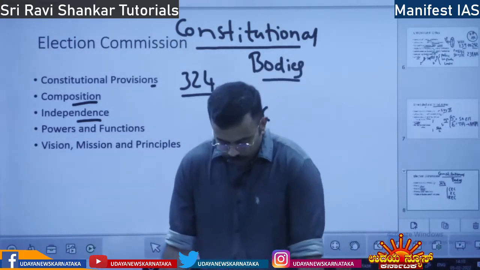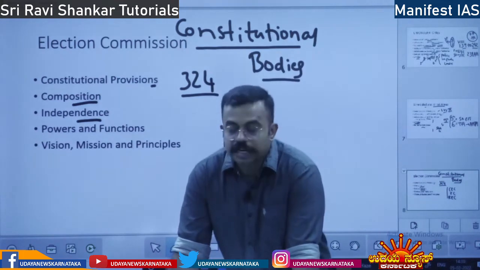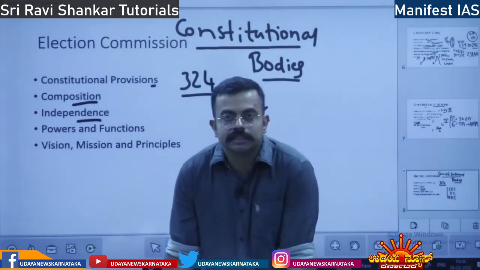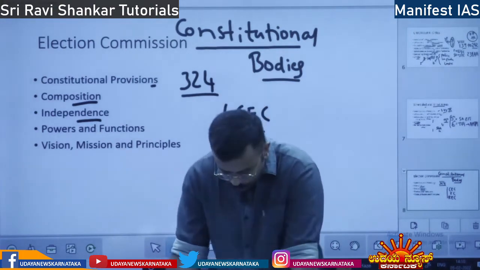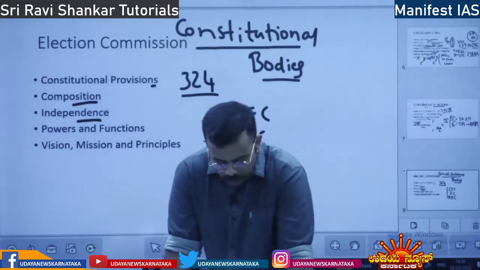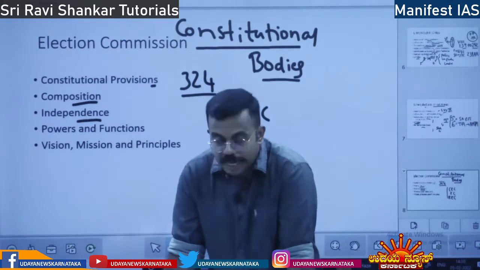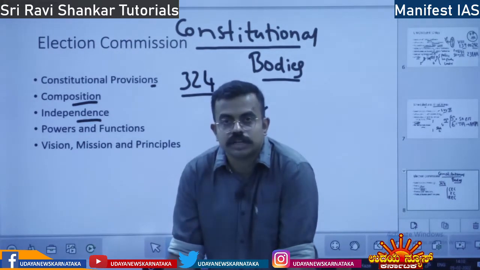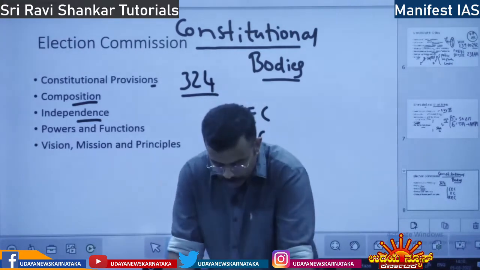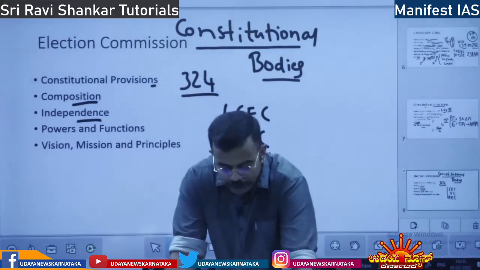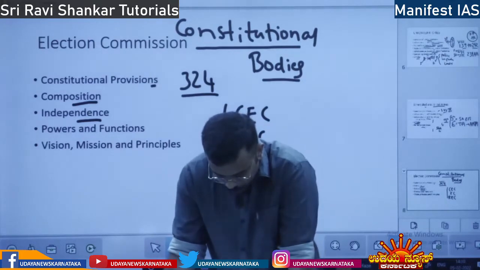Okay. So how is independence ensured? First point is security of tenure. The election commissioner's security of tenure cannot be curtailed, and their salary and other service conditions cannot be varied. Their salary and other things cannot be varied. Also their removal.